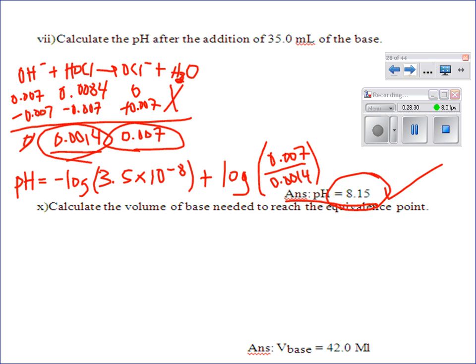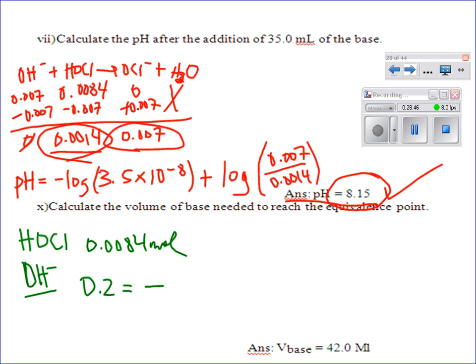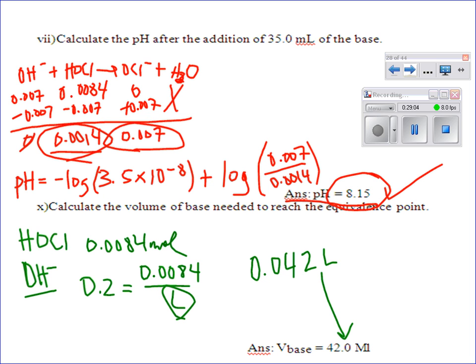All right, let's see. Now we need to calculate the volume of base needed to reach the equivalence point. So our HCl was always and forever 0.0084 moles. So our base, I can't remember if it was sodium or potassium, was 0.2 molar. We need to be at the equivalence point. How many moles? So we want to know what volume. 0.0084 divided by 0.2 comes out to be 0.042 liters, right? So we need 42 mL to get to the equivalence point.